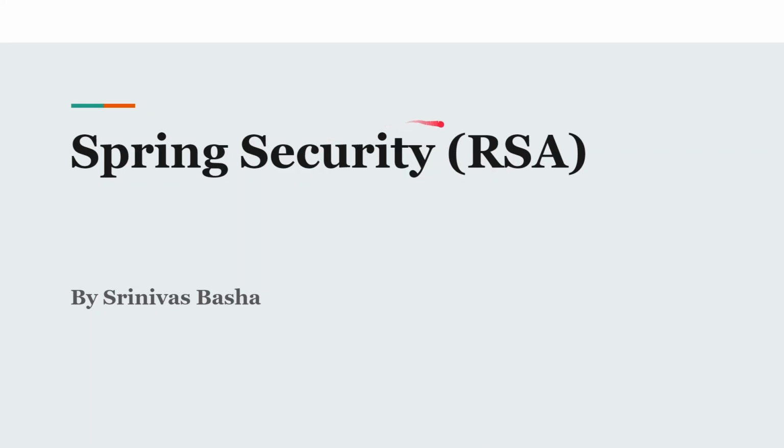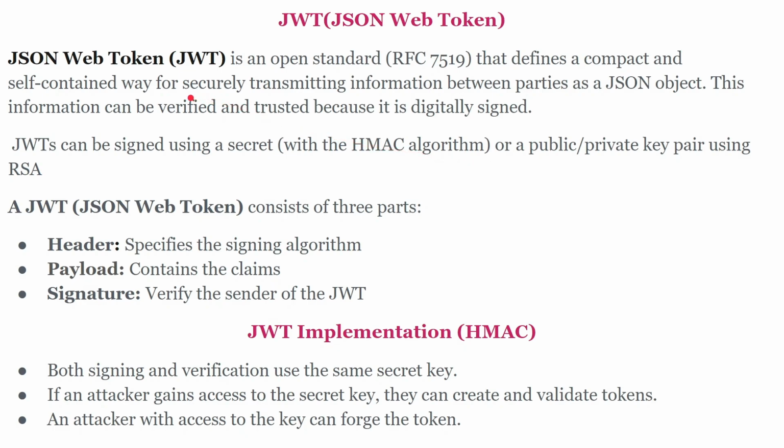Today we are going to use RSA, which is one of the most popular and widely used algorithms to implement JWT. Let's have a look at the definition of JWT. JWT is a JSON Web Token, which is an open standard, RFC 7519. These are internet standards that define a compact and self-contained way for securely transmitting data or information between two parties or multiple parties as a JSON object. This information can be verified and trusted because it is digitally signed with a key.